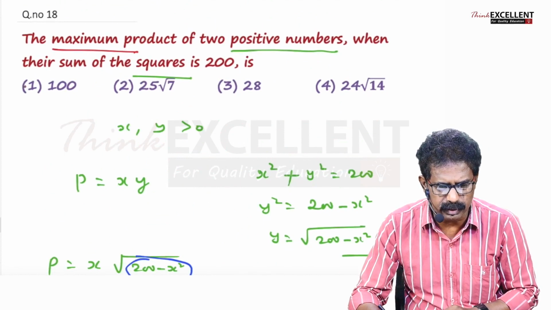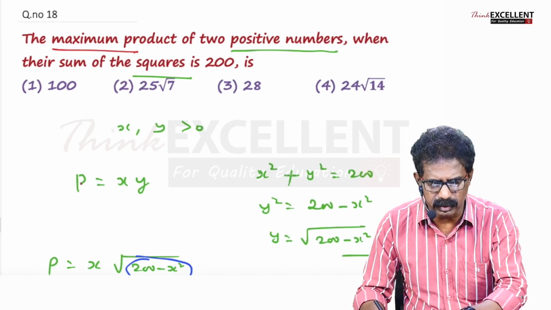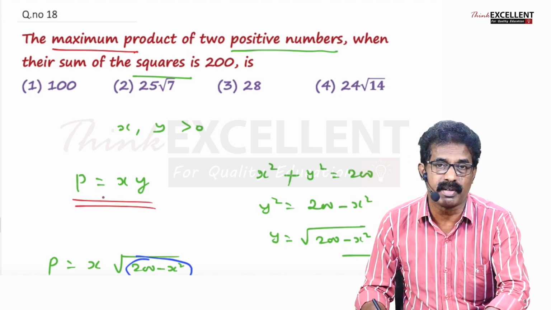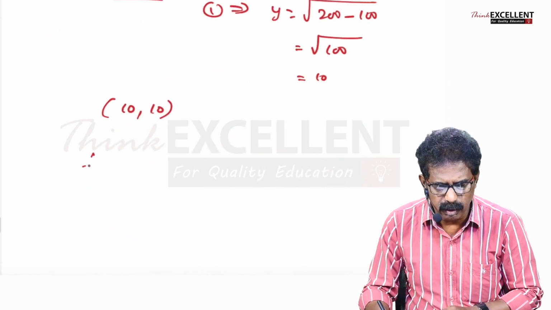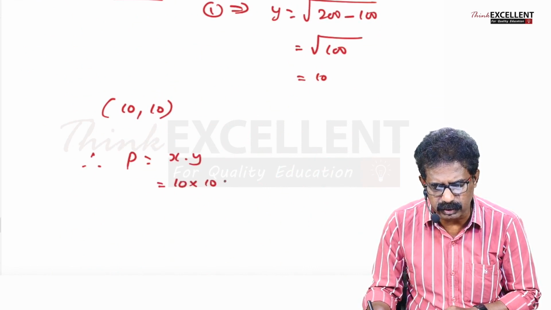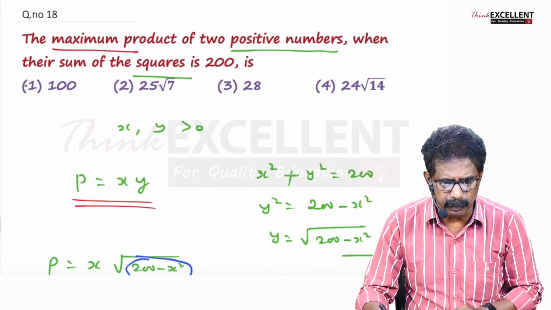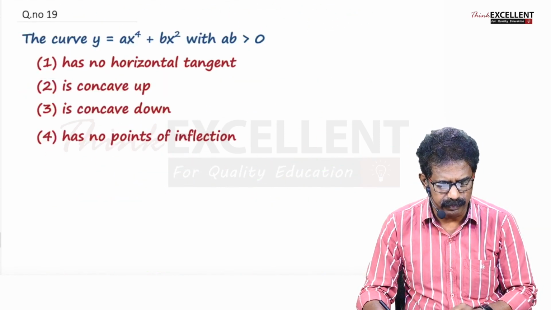So these are the 2 numbers. They asked to find the maximum product. So after finding x and y, the product is equal to x into y, right? So 10 into 10, so the answer is 100. If they ask for the point, it is (10, 10). Here they ask for the product. So read the question very carefully.